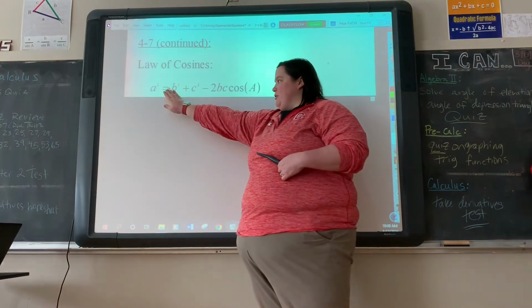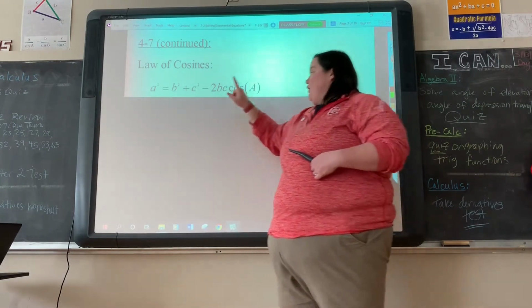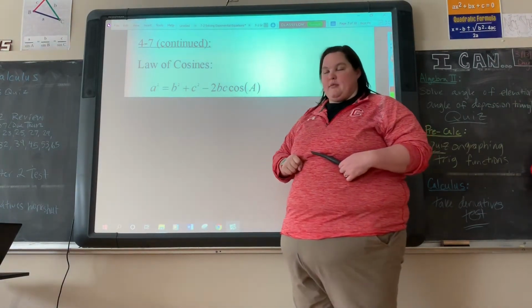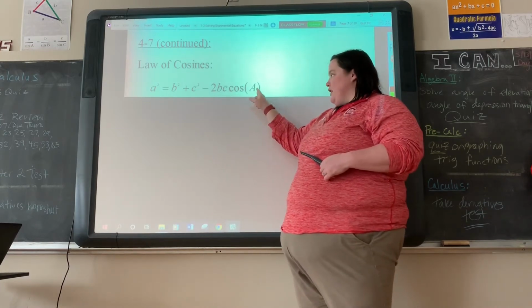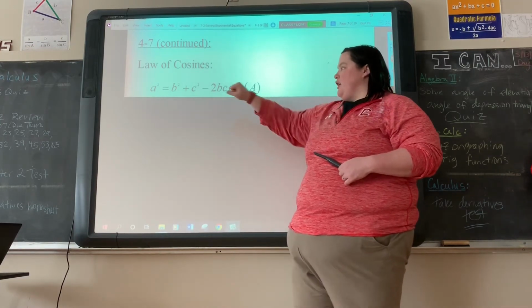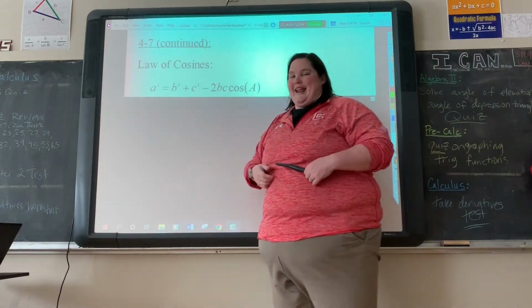So like I said, when we use this first formula, we're either looking for side A or angle A. That's what it's set up for, okay? Because each formula only uses one angle. So if you're trying to find angle A, you have to use this one, okay? Also, if you know sides B and C, then you can find side A.